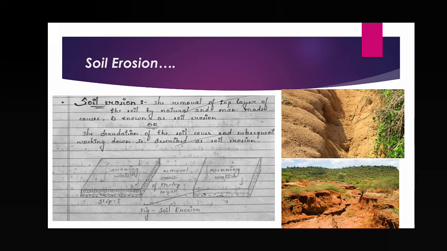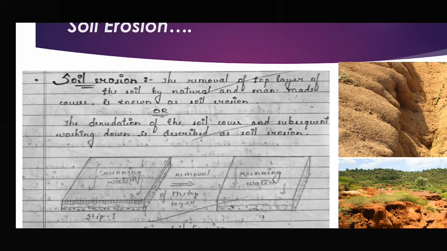When the top layer of the soil is being washed away or removed, by whom? By natural or man-made factors. Natural means like rainwater, glacier, wind; that is called a natural factor. Here two definitions are given. Take a look. The removal of the top layer of the soil by natural and man-made causes is called soil erosion, or the denudation of the soil cover and subsequent washing down is described as soil erosion.